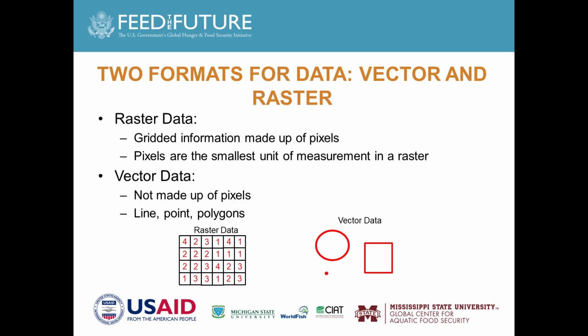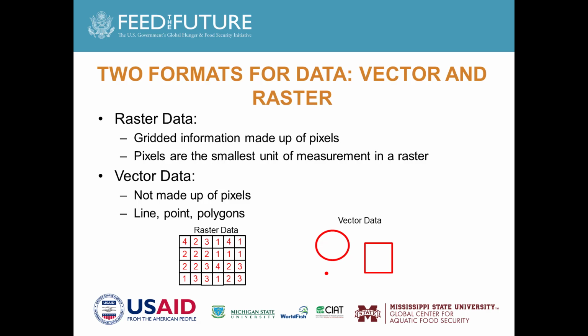So there are two formats for geospatial data, vector and raster. Raster data is gridded information made up of pixels, and pixels are the smallest unit of measurement in a raster. You may have already heard the word pixel when talking about screens. Each pixel holds a certain value. Here at the bottom of the slide, I have an example of raster data. Each of these little squares represents a pixel, and each of the values ranges from 1 to 4.